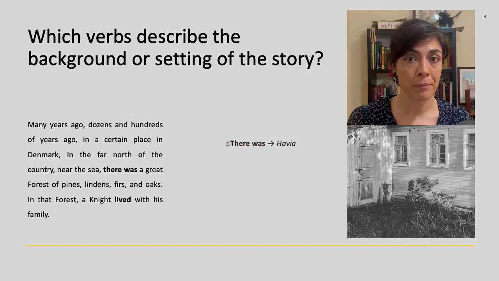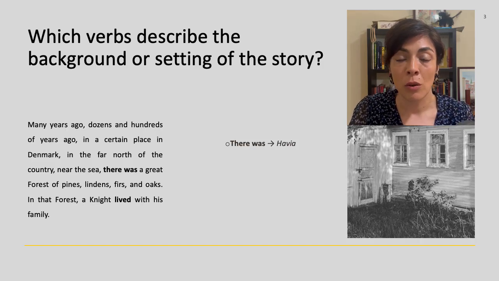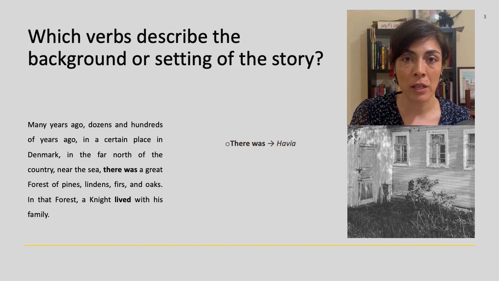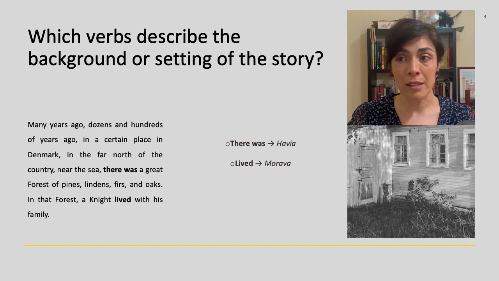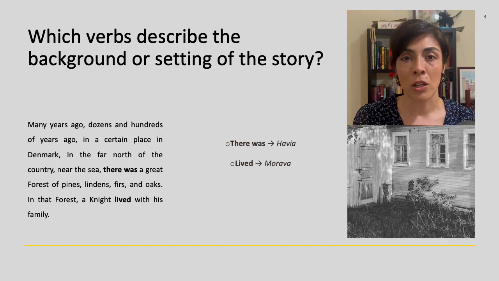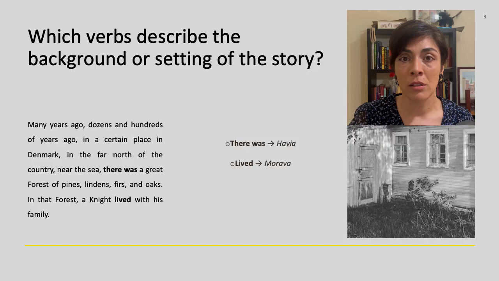Go to the text again. Now look at this. In that forest, a knight lived with his family. You can pause the video again and you can see the answer later. All right. Yes, lived. It's also with imperfeito and the verb is morar and the conjugation is morava. Again, morava, just like any other verb written in the imperfeito, describes the knight's continuous life in the forest. Again, it's an action that was ongoing, not a one-time event. So he lived for a very long time in this forest with his family.